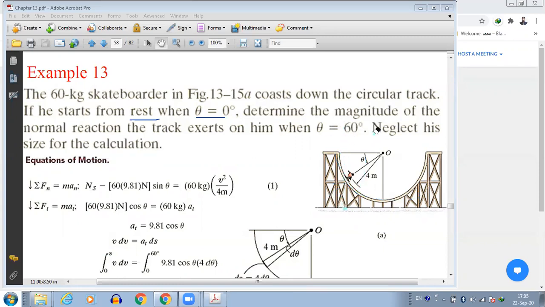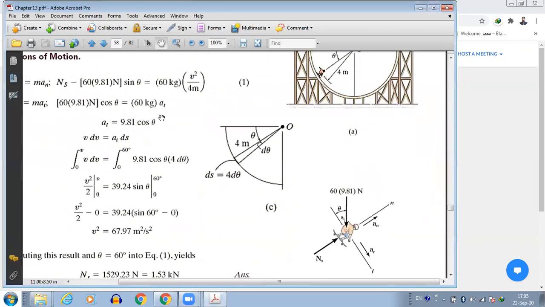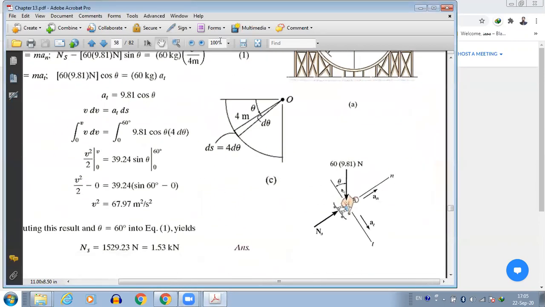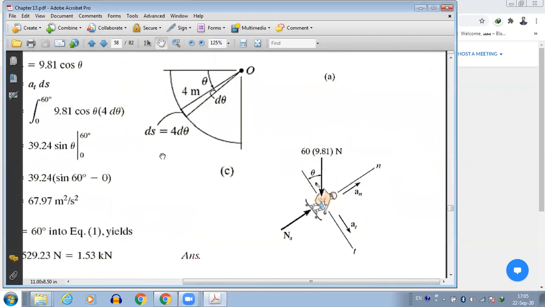The first thing we do is draw the free body diagram. This is the skateboarder, our good man, who is doing the skateboarding. Have a look at the free body diagram. We'll have the normal force of the track exerted over him. Then we'll have the weight, which is acting downward, and the weight will be acting at angle theta.